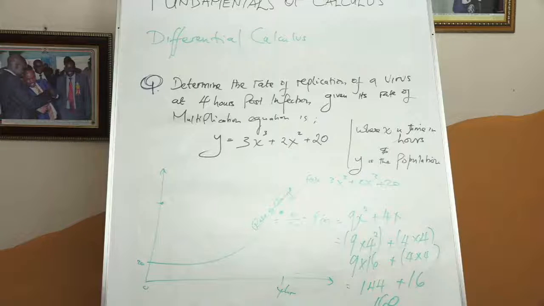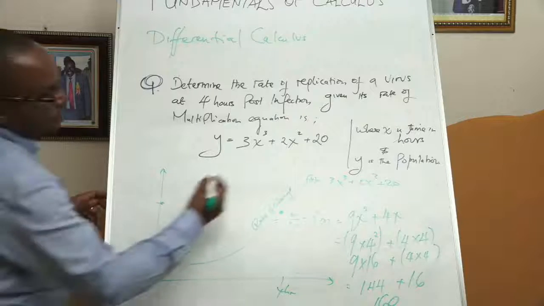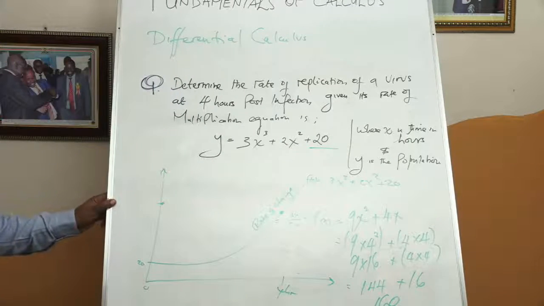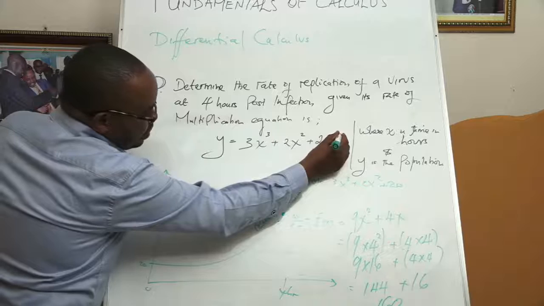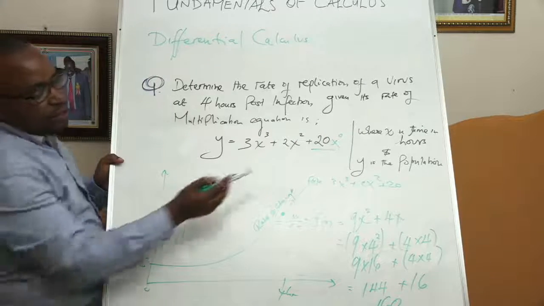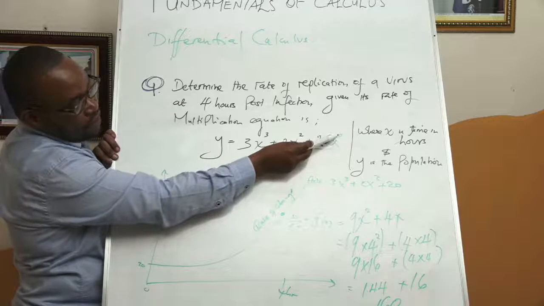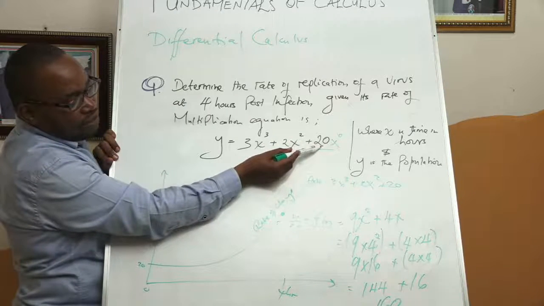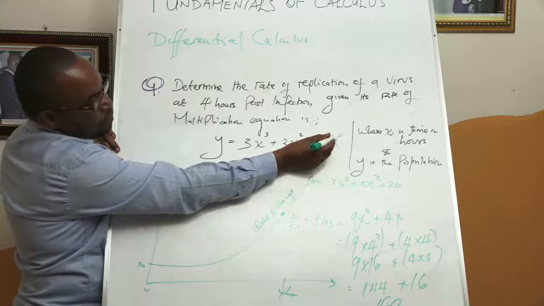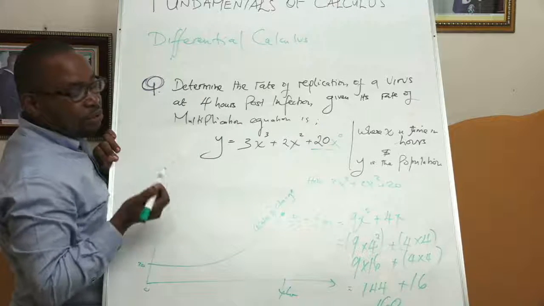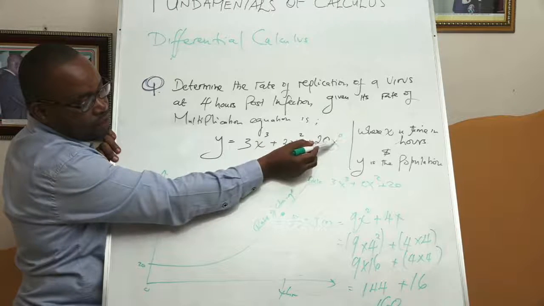What does it mean? Remember, in an equation like this one, 20 always has an x raised to power 0. It's only that we don't write it. Remember, anything raised to power 0 is 1. So whenever you see a constant like 20, always add x raised to power 0. It is there. It's only that we don't mention it, because x raised to power 0 is 1. So it should be 20.